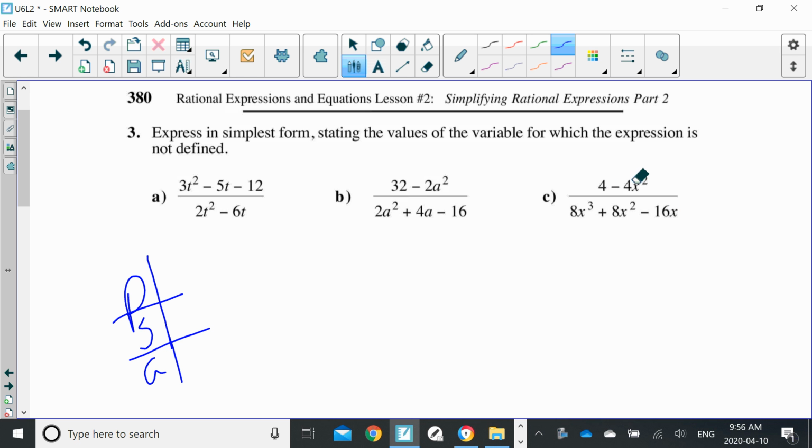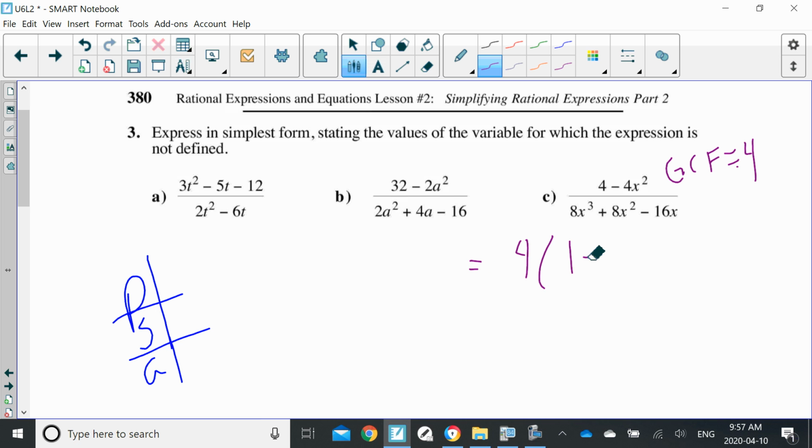In the numerator, the first thing that we would factor is the GCF, and the GCF of the numerator would be 4. So if you factor out a 4, what you would get is 1 minus x squared.